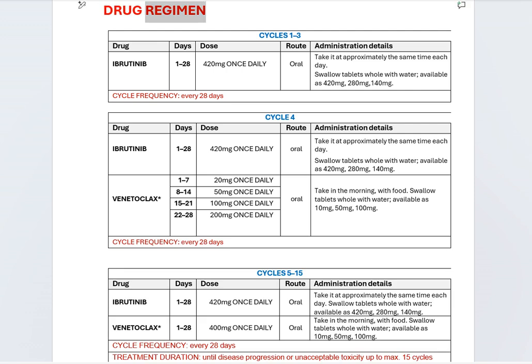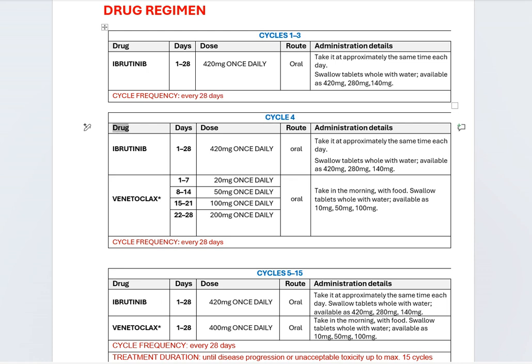Drug regimen, cycles 1 to 3. Drug, days, dose, route, administration details. Ibrutinib, days 1 to 28, 420 mg once daily, oral. Take it at approximately the same time each day. Swallow tablets whole with water. Available as 420 mg, 280 mg, 140 mg. Cycle frequency, every 28 days.